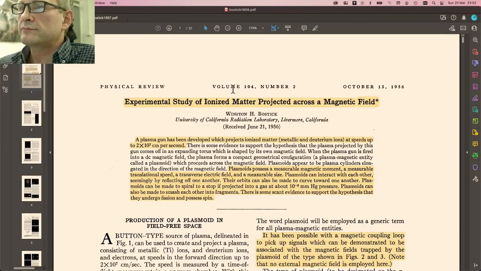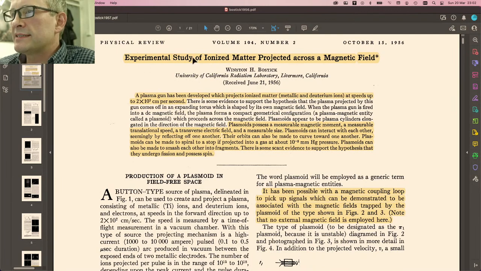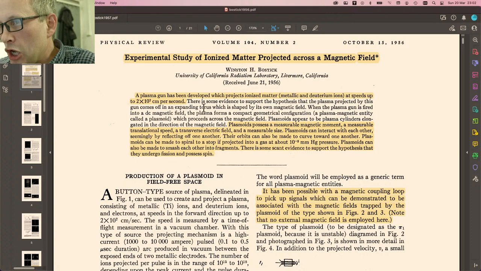So this is an experimental study of ionized matter projected across a magnetic field, from October the 15th, 1956. Yes. So a plasma gun has been developed, which sounds very cool, doesn't it? A plasma gun, which projects ionized matter, metallic and deuterium ions, at speeds of up to 2 times 10 to the 7 centimeters per second. That's a lot of distance in a short amount of time.